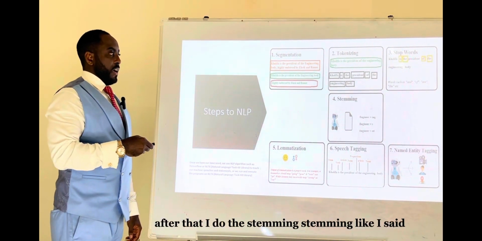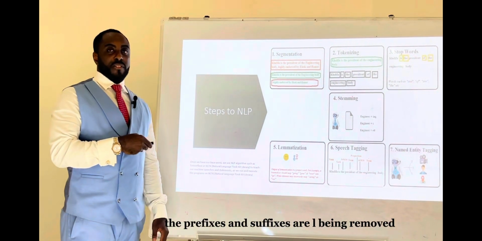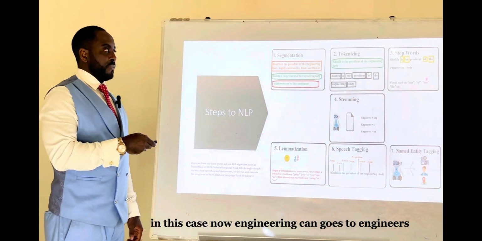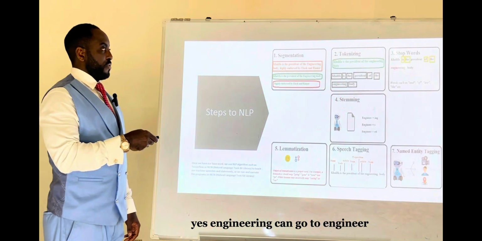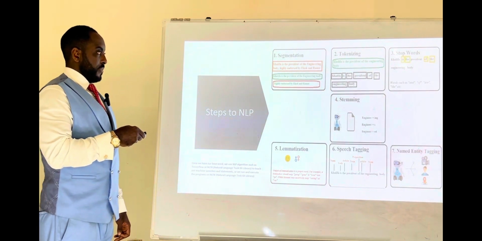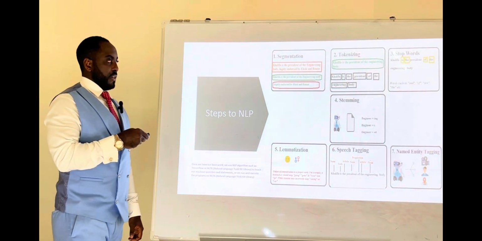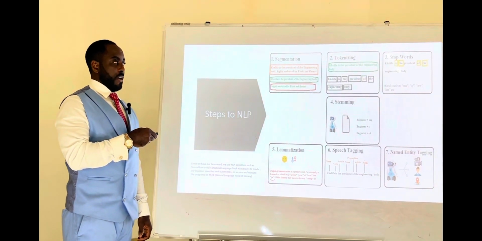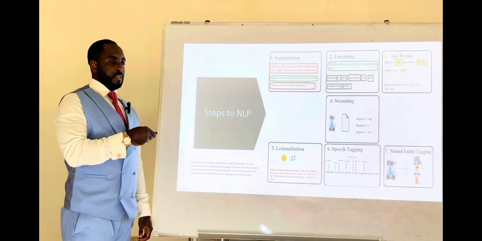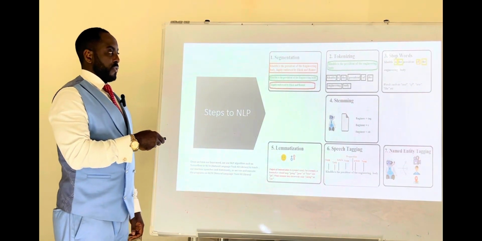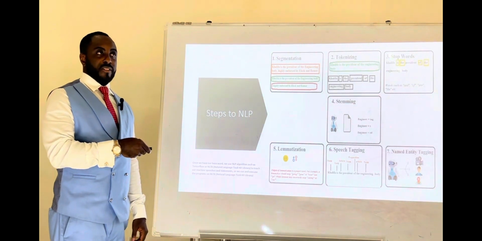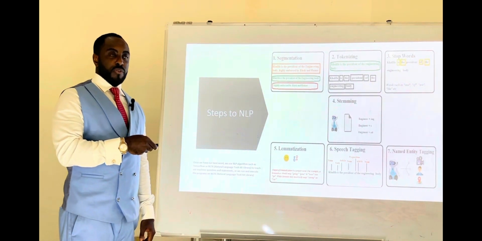So after that, I do the stemming. Stemming, like I said, is where the prefixes and suffixes are removed. So in this case now, engineering can go to engineer. In the second sentence, endorsed can go to endorse. So in stemming, we remove the prefixes and suffixes and still tell the computer that even without the prefix and suffix, these words are still the same.